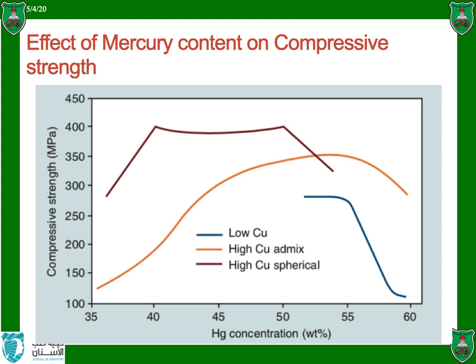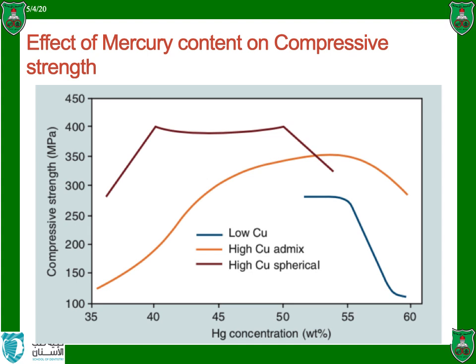Now, why will low mercury lead to less compressive strength? This is because the dry mix with low mercury will lead to a granular mix. As you remember from last time, the surface will be rough and pitted, and there will be more corrosion. On the other hand, excess mercury will promote the formation of the gamma 2 phase, which we said is the weakest phase and more prone to corrosion, and this will affect the strength of the restoration.